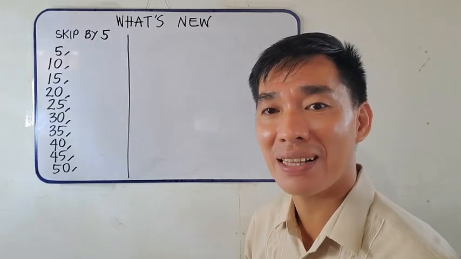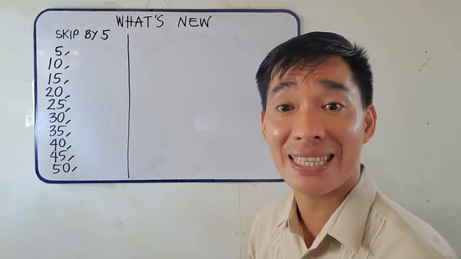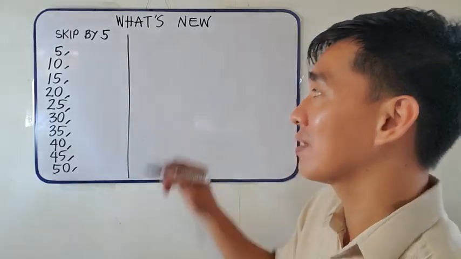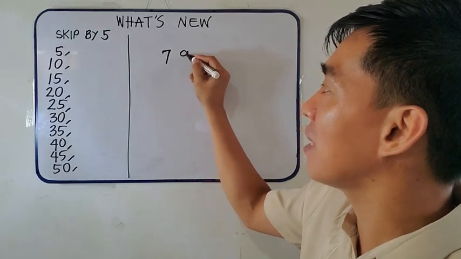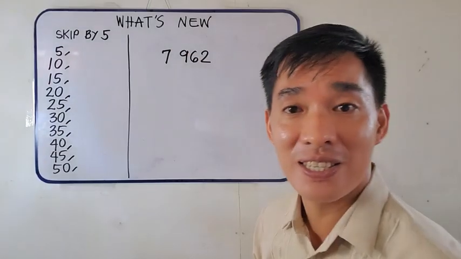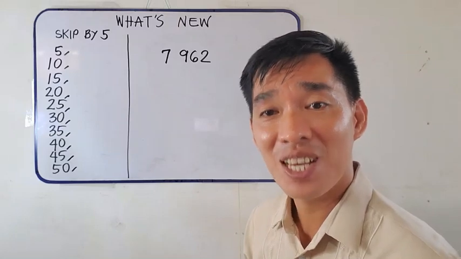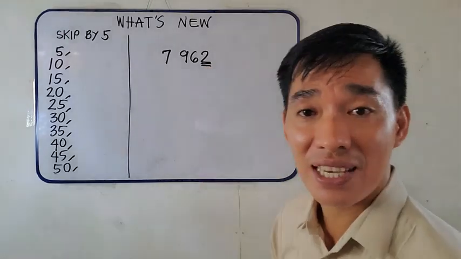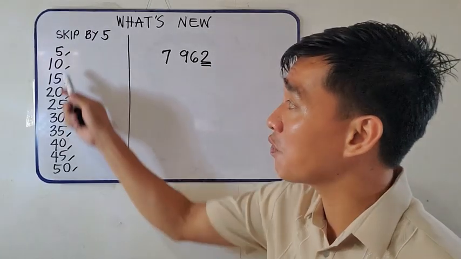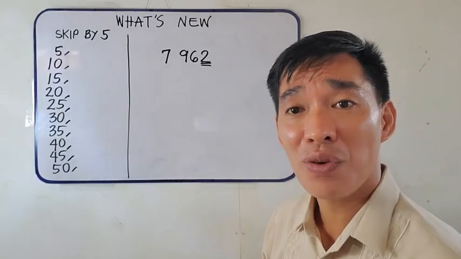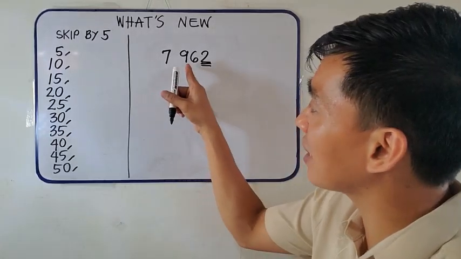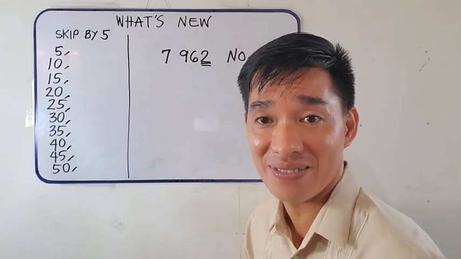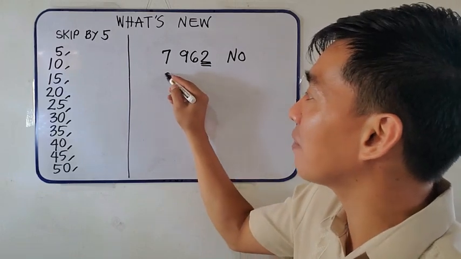Therefore, we could simply tell that a number is divisible by 5 if it ends with 5 or 0. Let me give you two examples. I have here 7,962. Is that divisible by 5? Try to look at the last digit, or the ones place. The digit in the ones place is 2. It's not 5 or 0. Therefore, we could simply say that 7,962 is not divisible by 5.